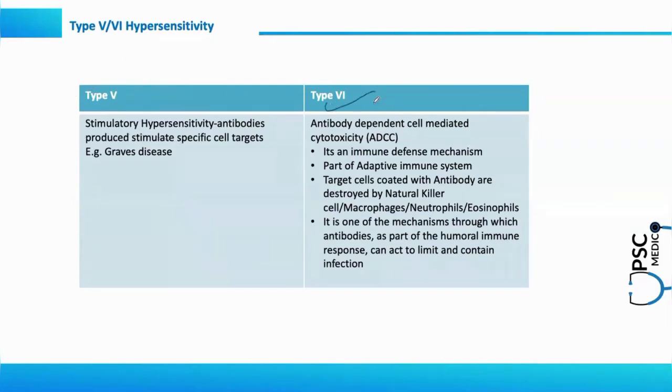Next is type 6. It is again included with type 2. What happens here is antibody dependent cell mediated cytotoxicity, the same thing as I already told you, an immune defense mechanism, but this is mediated by, more importantly, natural killer cells. When I discuss natural killer cells in the next session, you will understand it in a better way. But for now, the take home is: 5 is Graves disease, 6 is ADCC. Just remember this, because the ADCC question was asked once in the mains, in the medical science optional exam. They asked to define antibody dependent cell mediated cytotoxicity and add a note on natural killer cells. So we'll be discussing that in detail.